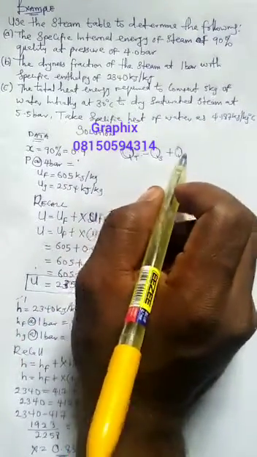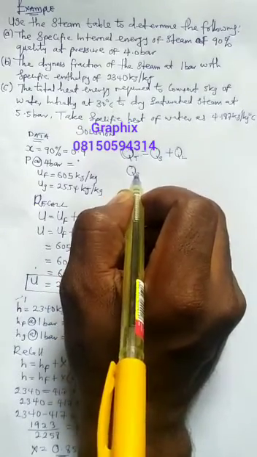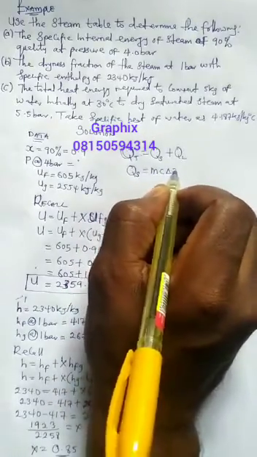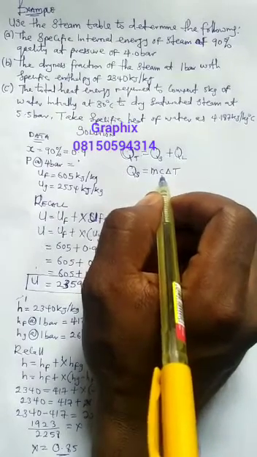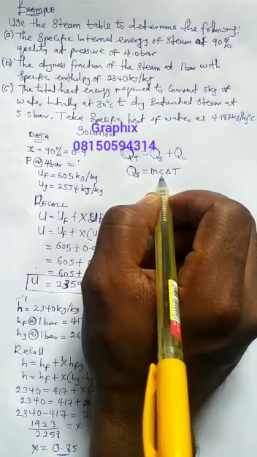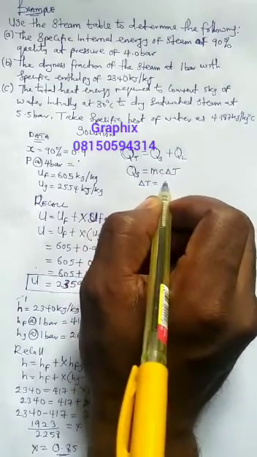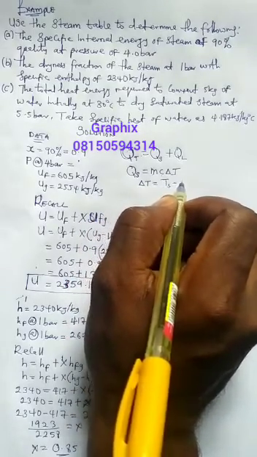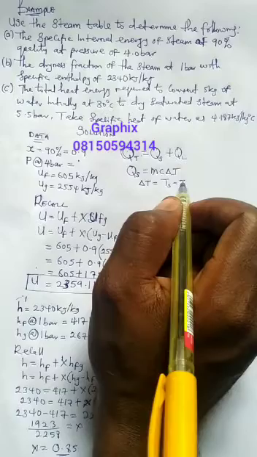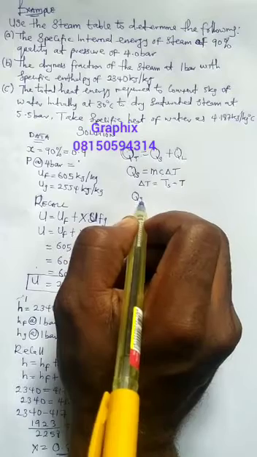So now we know very well that my QS essentially is equal to what? MC change in T, where M is the mass, C is the specific heat capacity of water, and this is change in T. Now we know that my change in T will be what? The T saturation minus the temperature. Are we good?